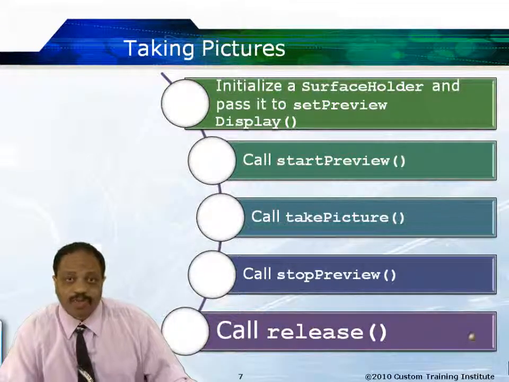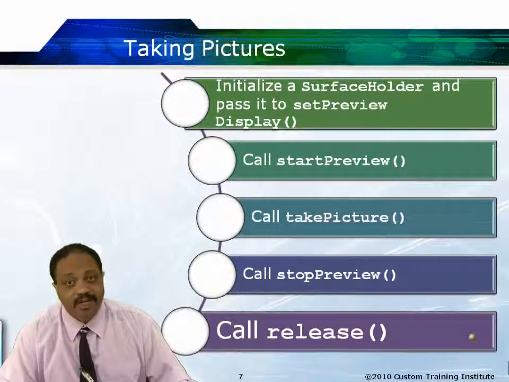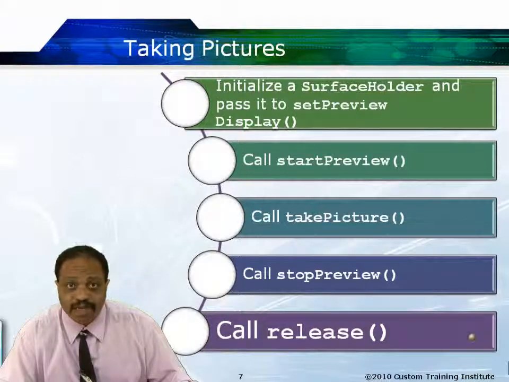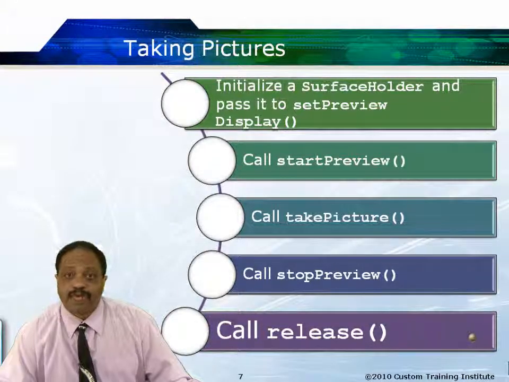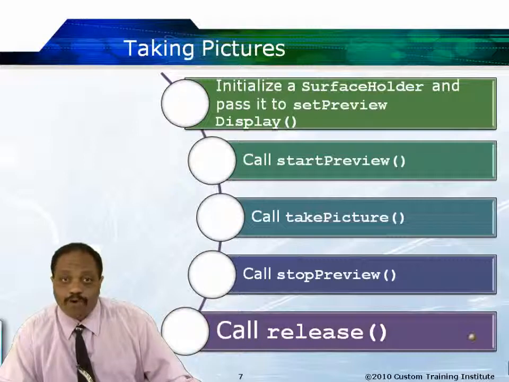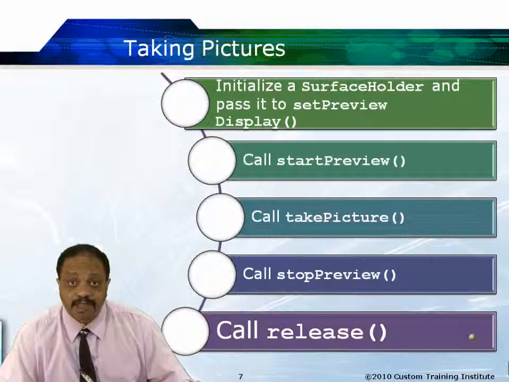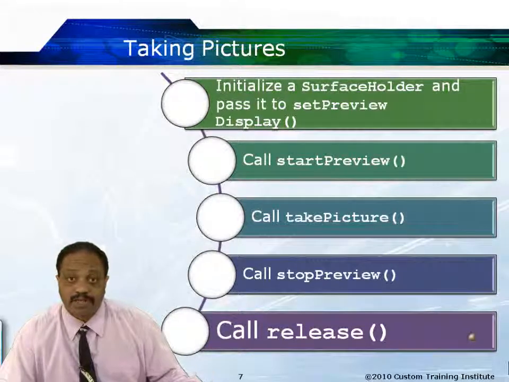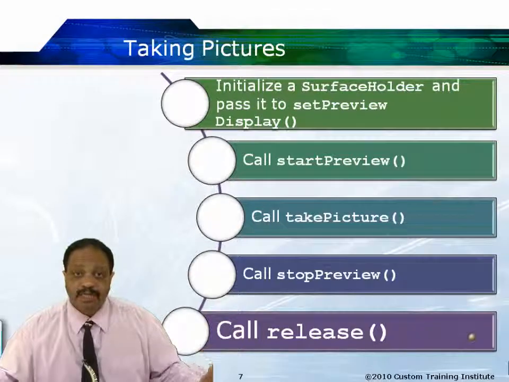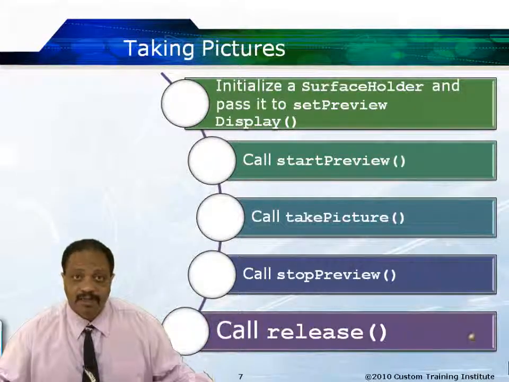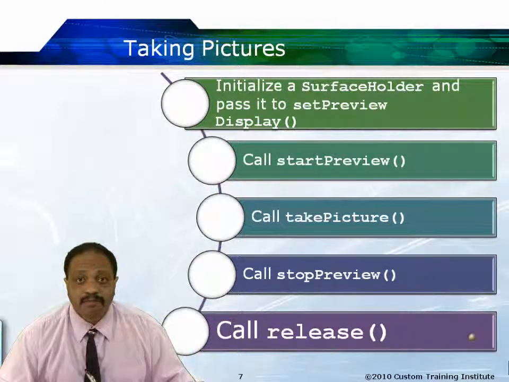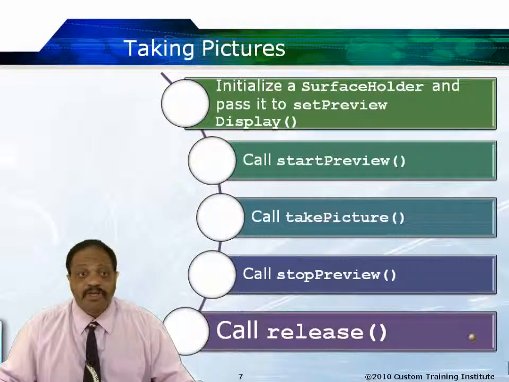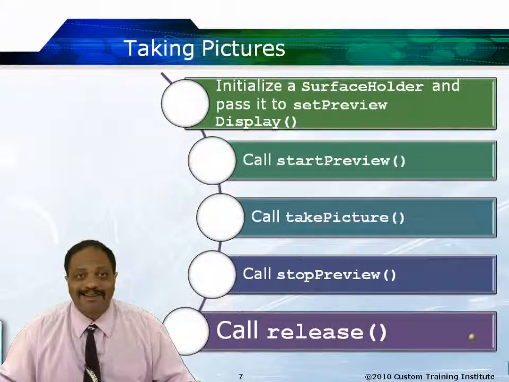Because once you've released that behavior, you're done with the camera. So the three steps above release are your loop. So you've initialized the surface holder, you've passed it to set preview display, and then you loop through the next three steps: start preview, take picture, stop preview. Keep doing that till you've taken as many pictures as you want. And then when you're done, you call release. So once you've released that, then you're finished with the camera.